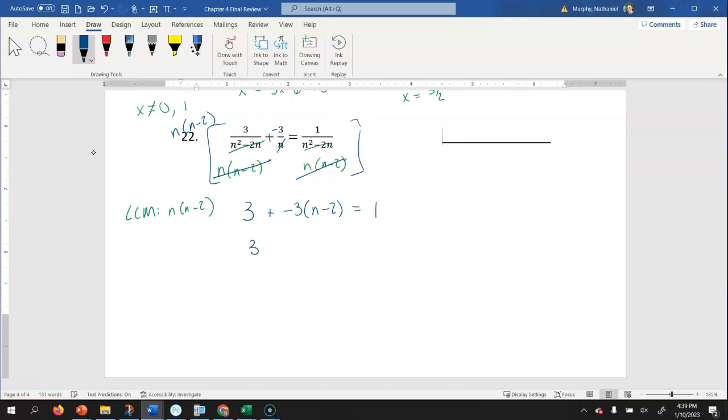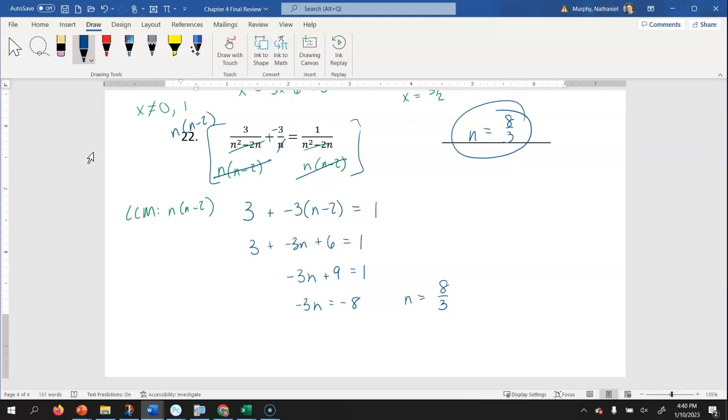So now when I go to simplify this, we would distribute the negative 3 through, so we get negative 3n plus 6. Now I'm going to combine like terms, so 3 plus 6 would be 9. And if I subtract 9 from both sides, I'd get negative 8. And if I divide both sides by negative 3, I'd get 8/3. And so that would be a positive 8/3 there.